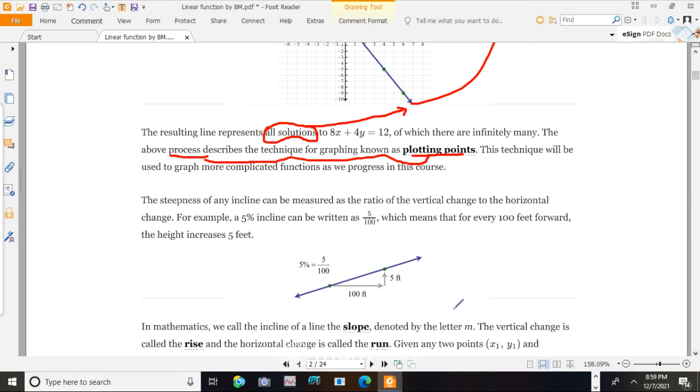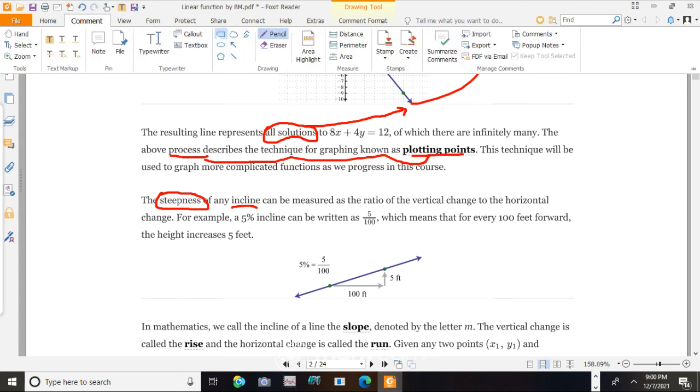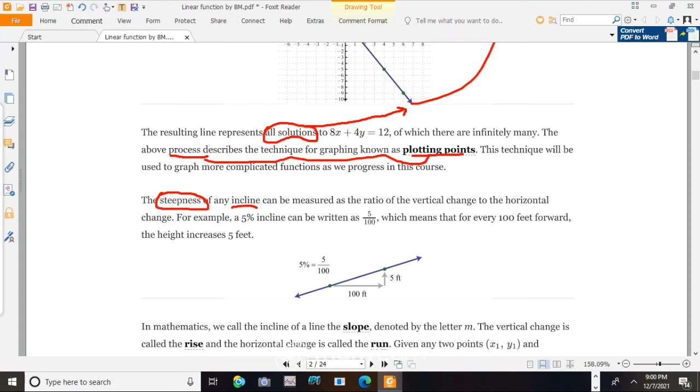The steepness of an incline, whether it is gentle or steep, of the graph of an incline, can be measured as a ratio of the vertical change to the horizontal change.